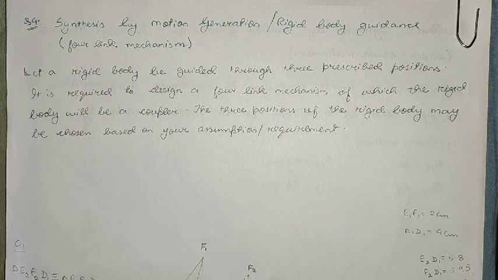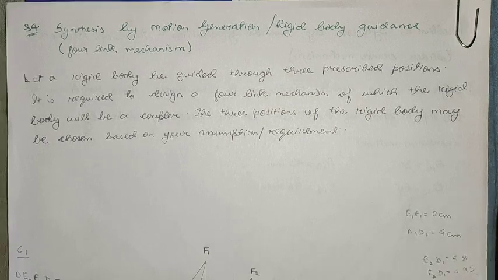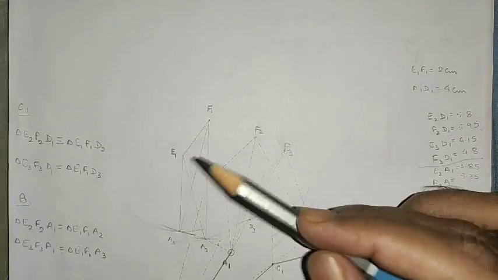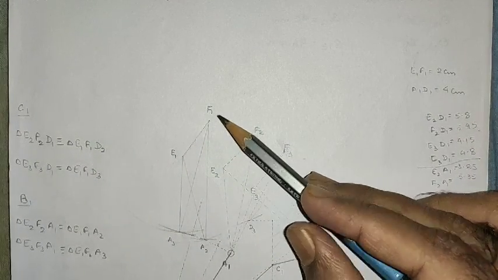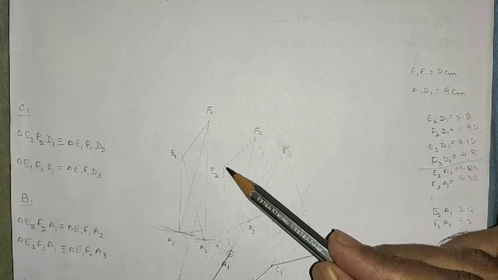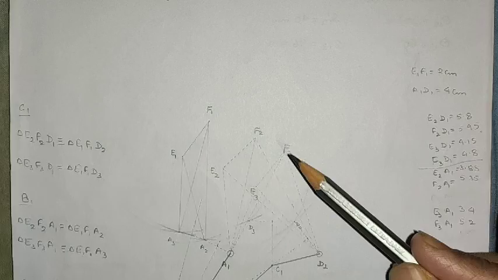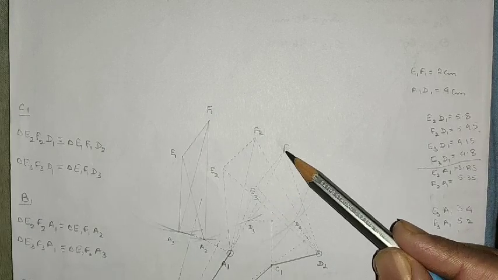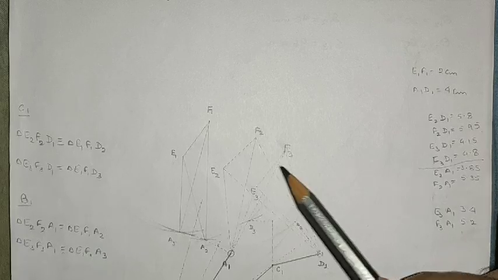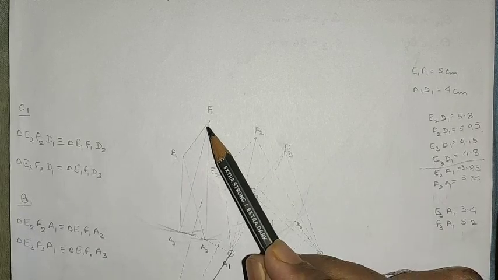Here we are going to discuss the synthesis of a four-bar link mechanism by motion generation or rigid body guidance. In this process, 2 points on the coupler have been assumed, E1 and F1, at 3 different positions, E2, F2 and E3, F3. E2, F2 has been indicated by a slightly bigger dash, E3, F3 has been indicated by a very light dash. These three are the 3 positions of the 2 points on the coupler.